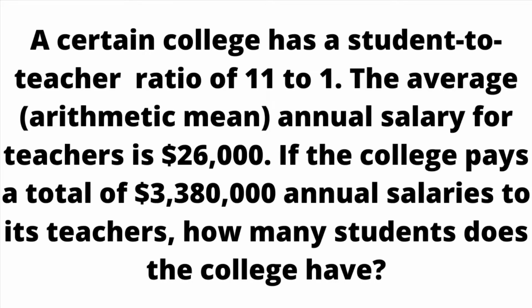A certain college has a student-to-teacher ratio of 11 to 1. The average arithmetic mean annual salary for teachers is $26,000. If the college pays a total of $3,380,000 in annual salaries to its teachers, how many students does the college have?